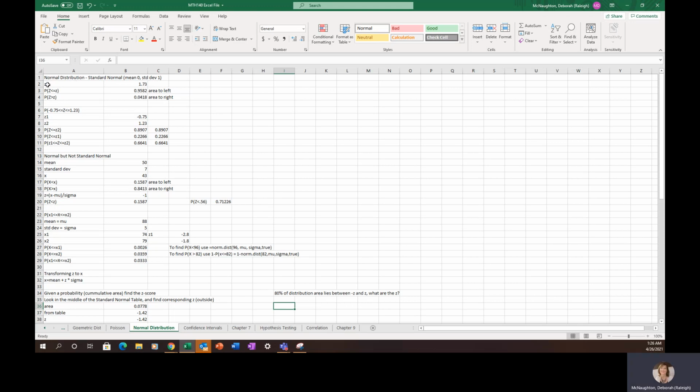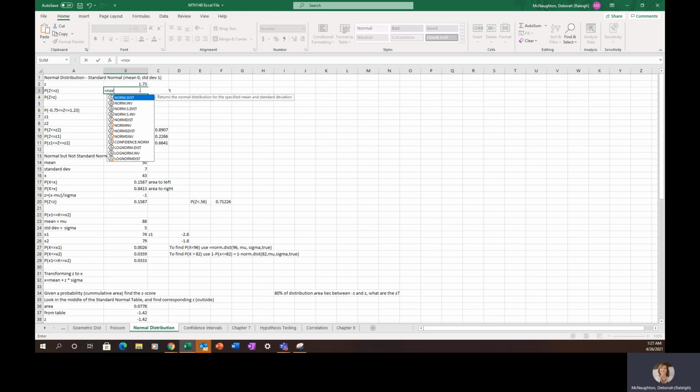So the way that I would find a probability given a z-score is with the formula norm.dist, the value of z, and then, this is one way to do it, 0, 1, true. But the way that I recommend you do this is to use equal norm.dist. I want to remind you that if you use your down arrows and up arrows, you can move around in here.